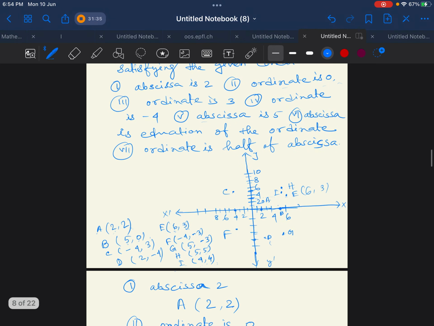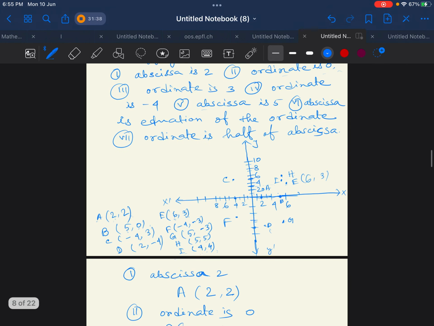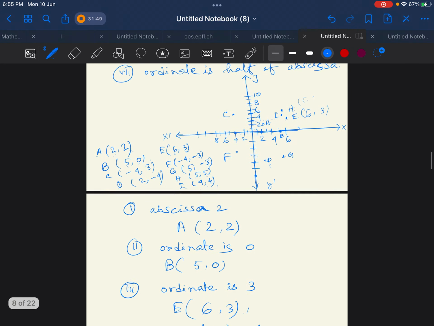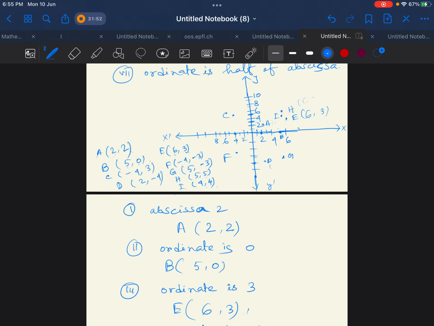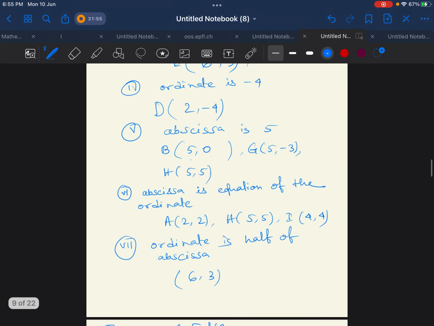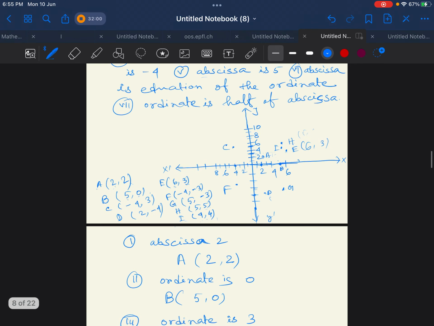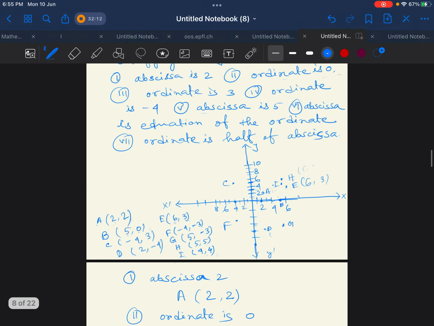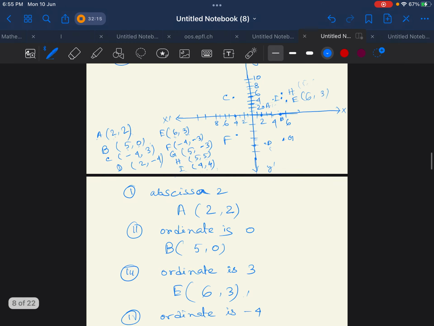Condition number 6. Abscissa is equal to the ordinate. So that means abscissa equals ordinate. Here we see abscissa and ordinate equal 5, 5, H point. Okay, H (5, 5) and also we get A (2, 2) where abscissa and ordinate are the same, and I (4, 4). Here abscissa 4 and ordinate 4.